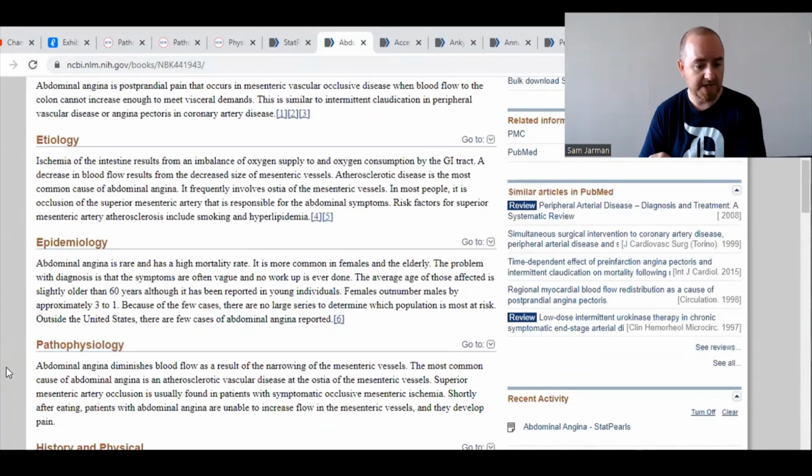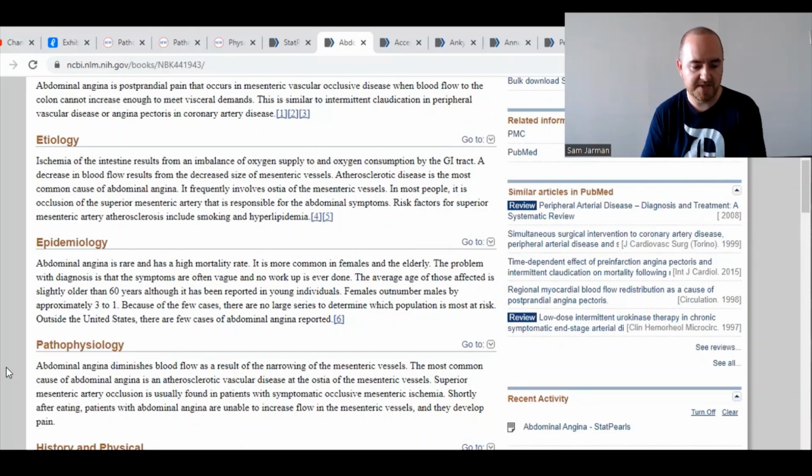Okay, we'll go to the etiology of abdominal angina. The ischemia of the intestine results from an imbalance of oxygen supply to and oxygen consumption by the GI tract. A decrease in blood flow results from a decreased size of mesenteric vessels. Atherosclerotic disease is the most common cause of abdominal angina. It frequently involves ostia of the, I believe an ostia is a blockage of the mesenteric vessels. It's a blockage of some form, but I'm not necessarily sure. There's some other information there. In most people, it is occlusion of the superior mesenteric artery that is responsible for the abdominal symptoms.